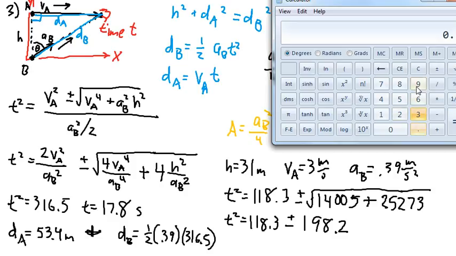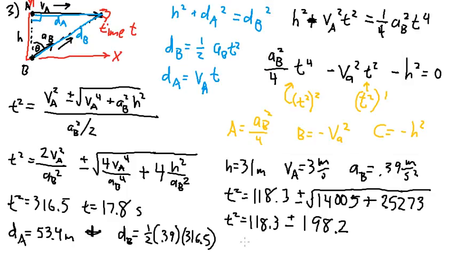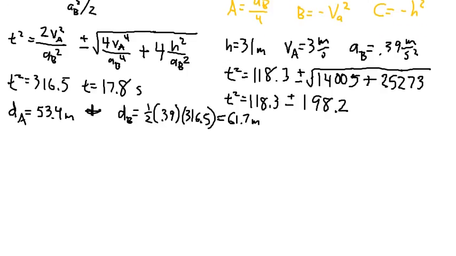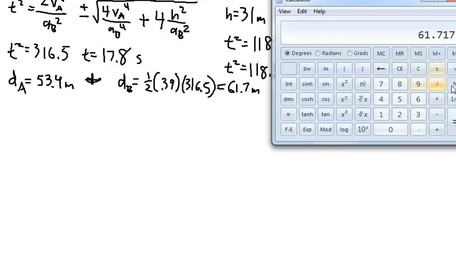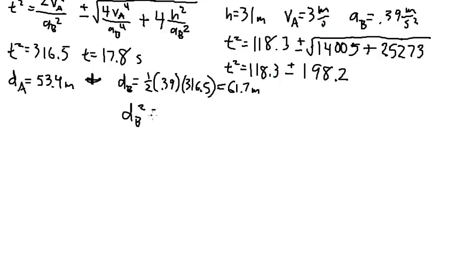Clear. 0.39 divided by 2 times 316.5 equals 61.7 meters. Okay, so that equals 61.7 meters. And let's page down a little just to get a little space, so we can square that. And so now we got to plug this back into our Pythagorean theorem as a check. So dB squared is 3809 meters squared.